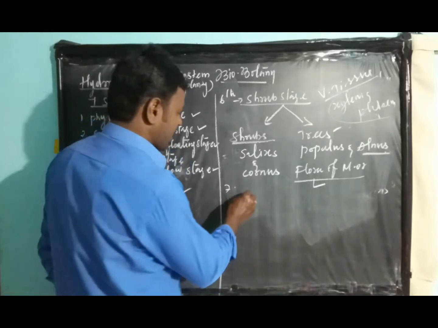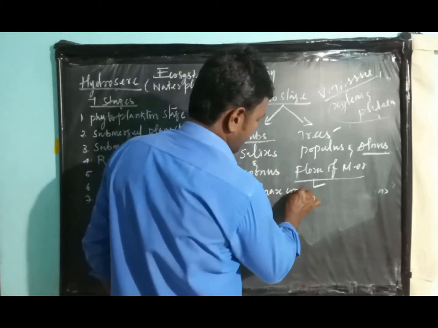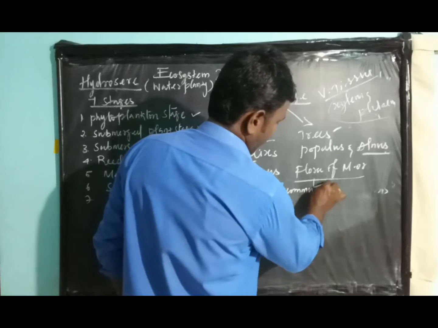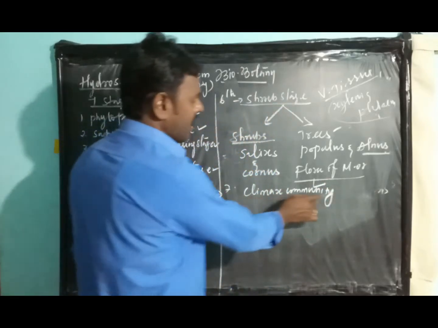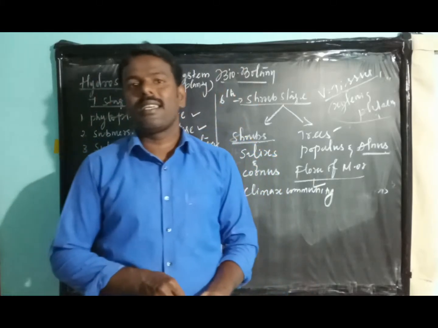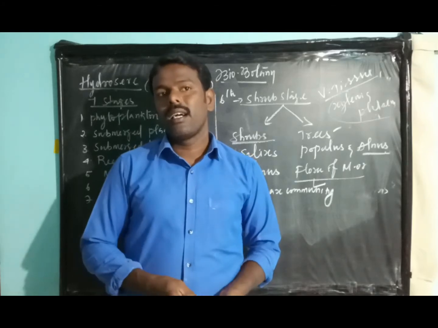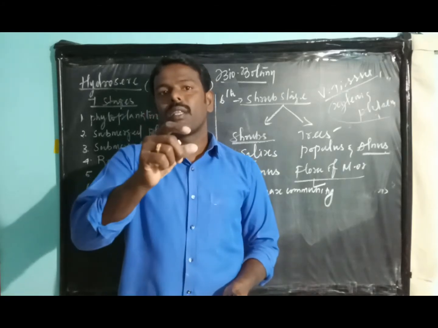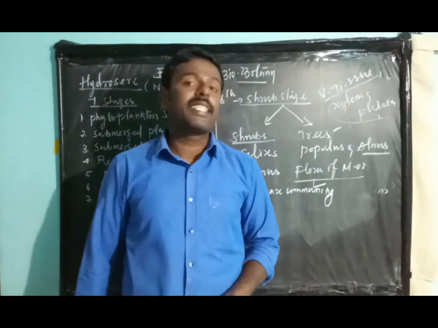This is the climax community. So the final stage of hydrosere is called the climax community. In this stage, a variety of trees arise in the area. They develop a diversity of vegetation.